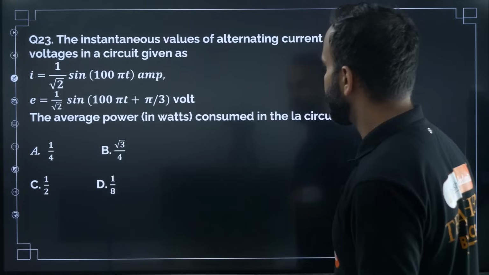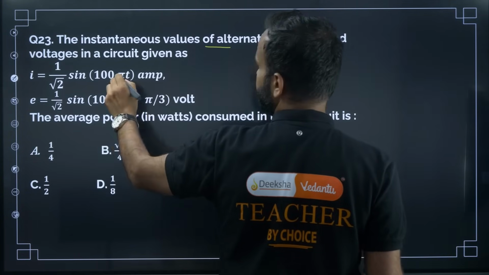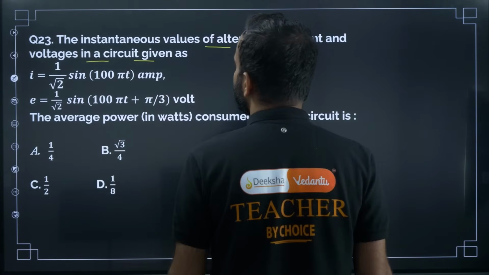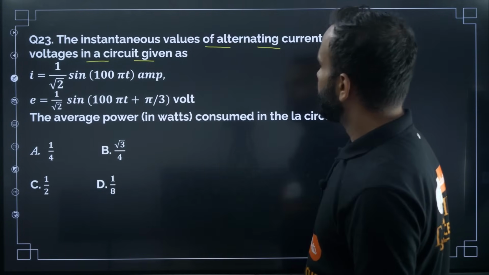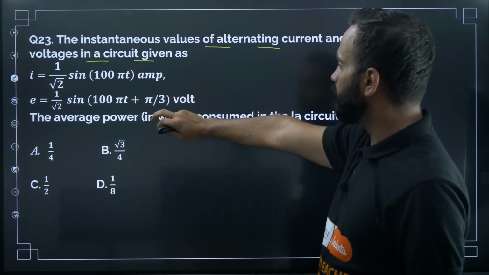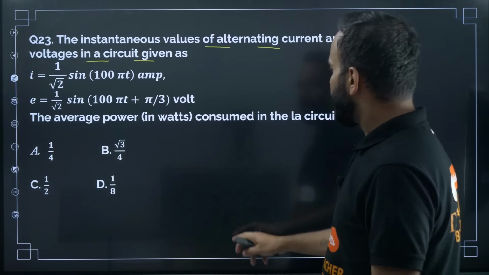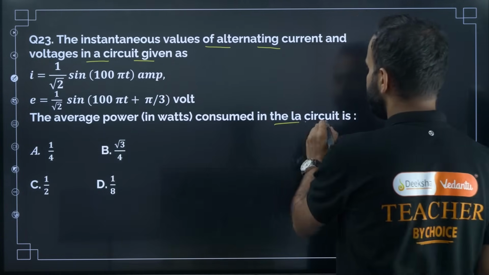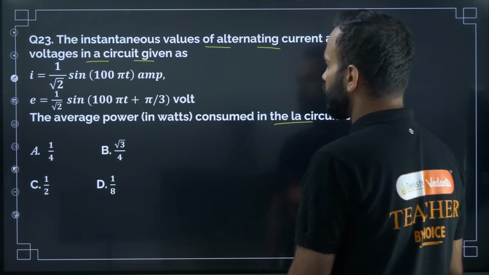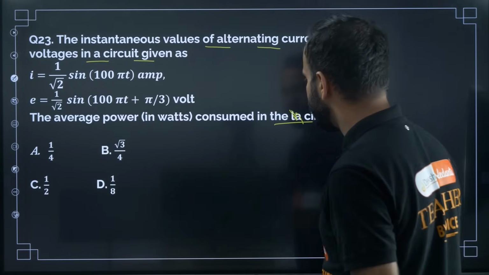Next question, question number 23. The instantaneous values of the alternating current and voltage in a circuit are given as I equal to 1 by root 2 sine of 100 pi t ampere, E equal to 1 by root 2 sine of 100 pi t plus pi by 3 volt. The average power consumed in the circuit is?